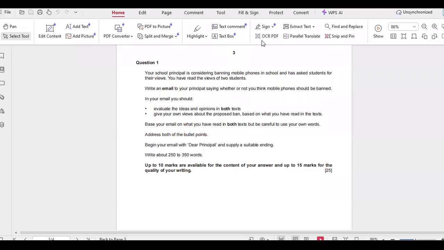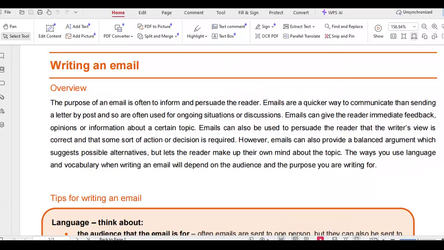So, after receiving your question paper and coming towards question number one of your Section A, the first thing that you are supposed to do is to identify the purpose of your writing. So, the purpose of writing this email is persuasive. Let's look further at what the examiner says.